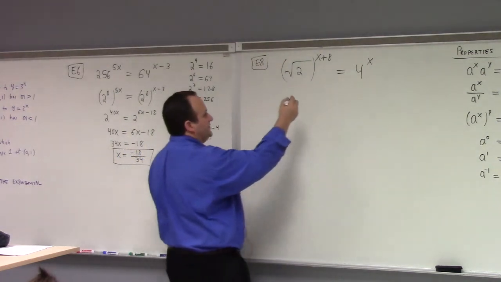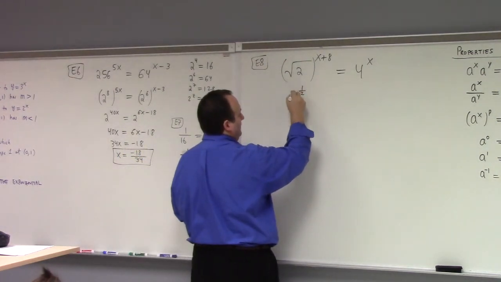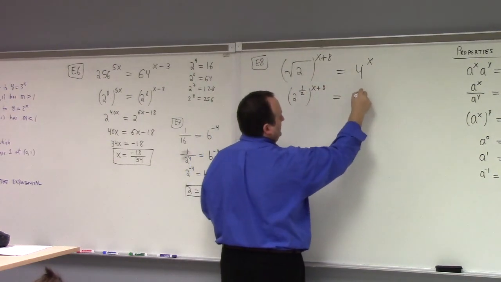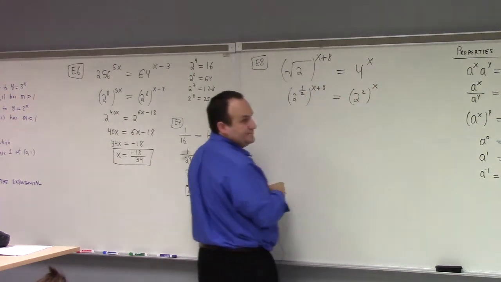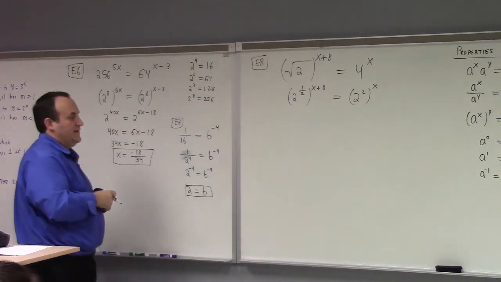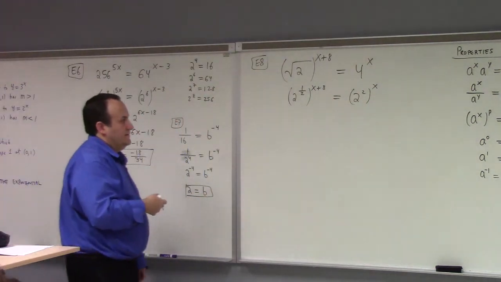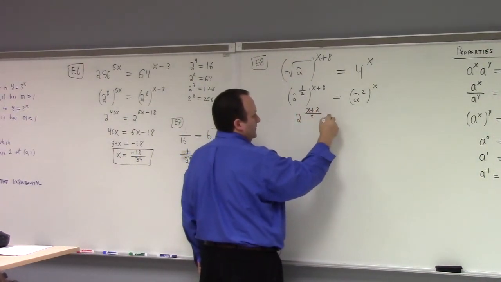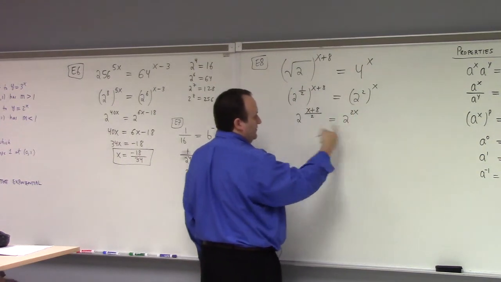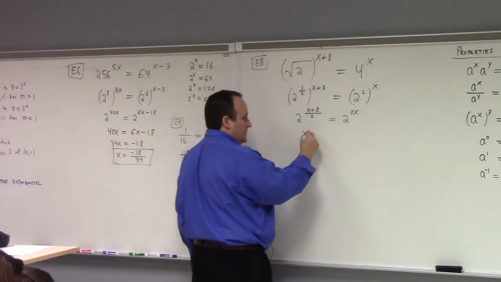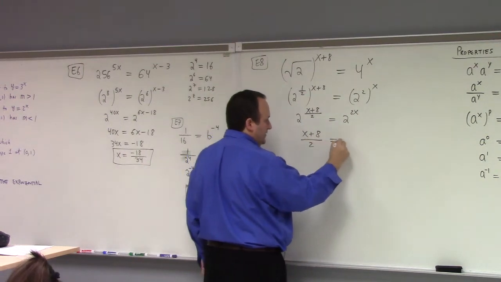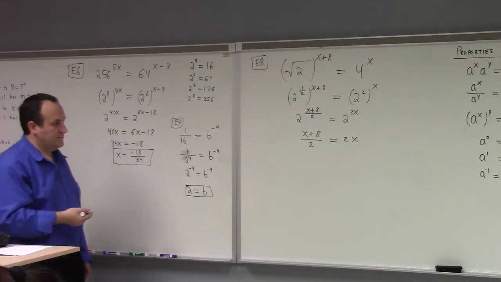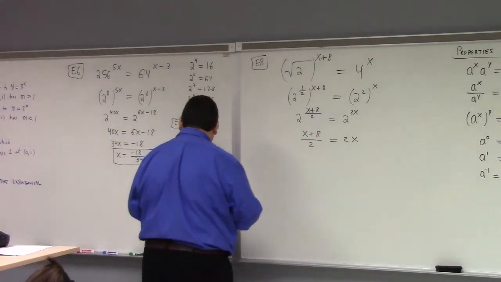So what is the square root of 2? That's 2 to the 1/2, all right? To the x plus 8. And this is 2 squared to the x, yeah? So it's all 2's, right? And so this is 2 to the x plus 8 over 2 equals 2 to the 2x. Then by the one-to-one property of the exponential function, we get x plus 8 over 2 equals 2x, which then you can solve, right? This gives us what? Well, you solved that, yeah?